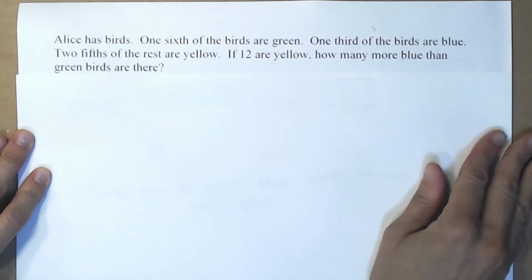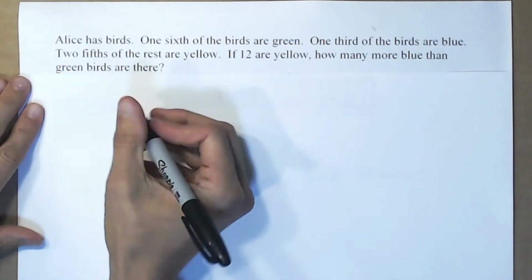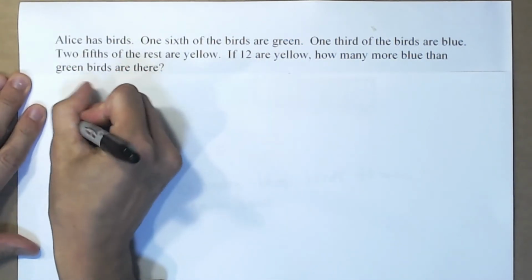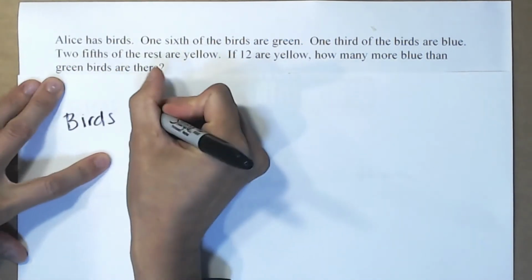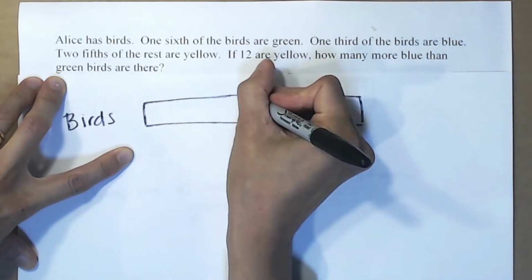Okay, so we're going to start by drawing our bar model again. So birds. We want to draw 6 parts.